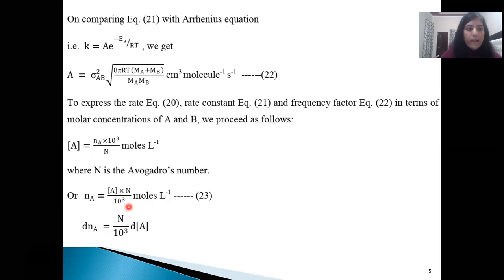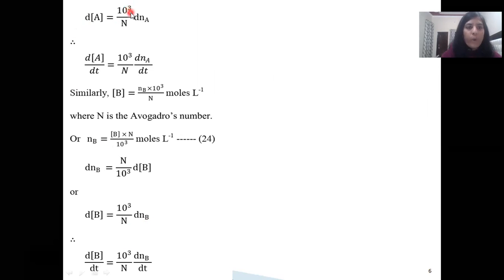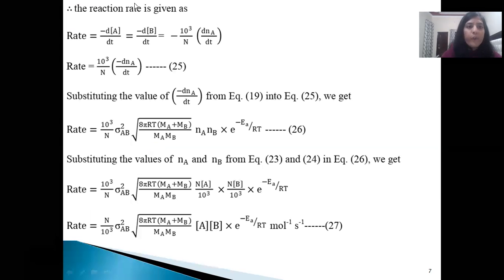dN_A is equal to N upon 1000 d[A], so d[A] is equal to 1000 upon N dN_A. Therefore, d[A] upon dt is equal to 1000 upon N dN_A by dt. Similarly, for B, we get this relation. Therefore, the reaction rate is given by this: rate is equal to 1000 upon N dN_A by dt.